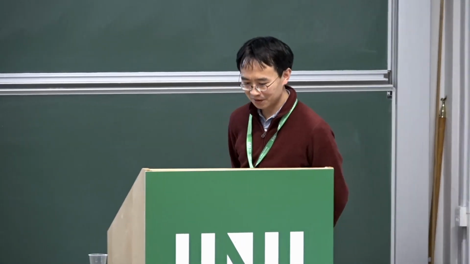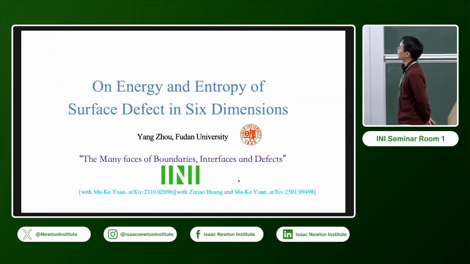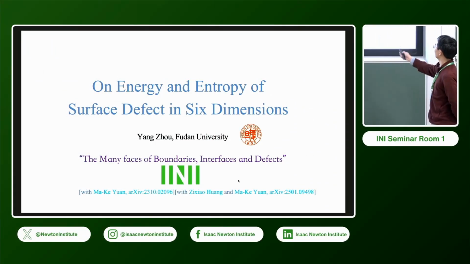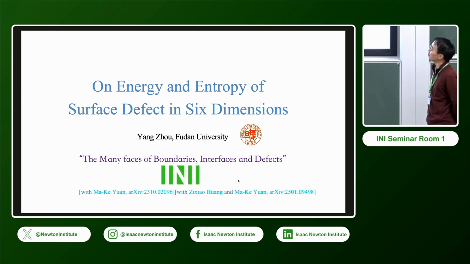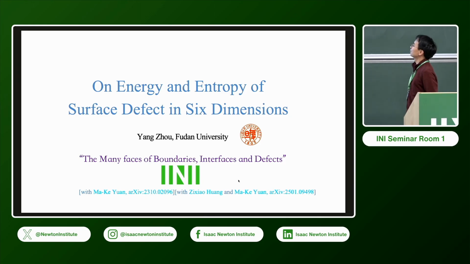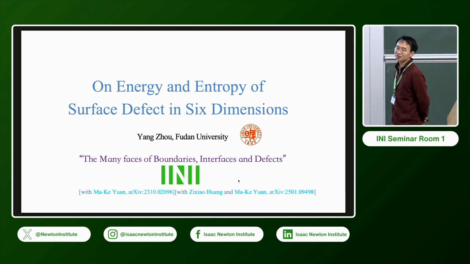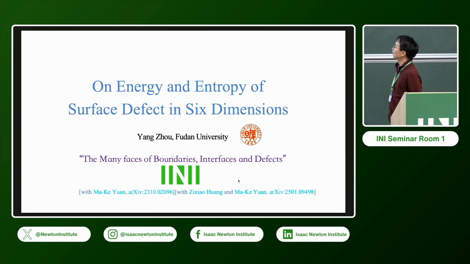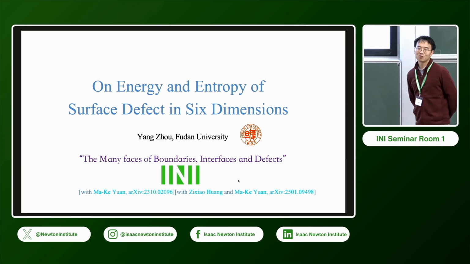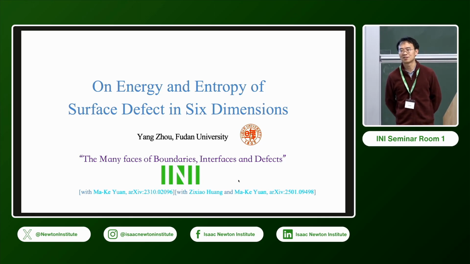Today I'm going to talk about two recent papers. One paper last year and one paper this year with my student, Ma Keyuan and Zixiao Huang. So the topic is surface defects in 6 dimensions. We're going to discuss how surface defects contribute to the ground state energy and the entanglement entropy or Rayleigh entropy. In particular, we're interested in whether there are universal behaviors for those contributions.